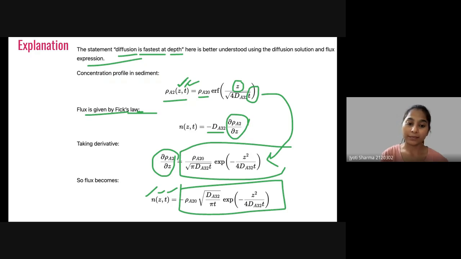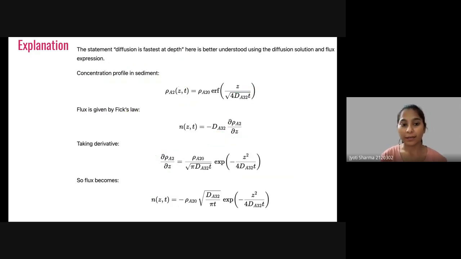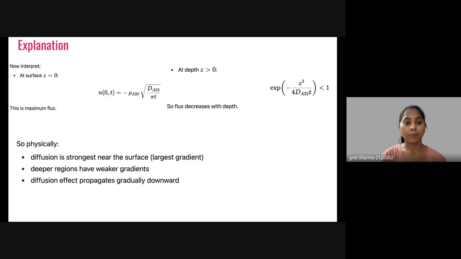This is a function of distance and time, and that's how this will change over time. But if we are talking about the water side, there is just convection, so this will be constant. This is not dependent on distance and time. So that's how your diffusion is strongest near the surface because there is the largest gradient. Deeper regions have a weaker gradient. Diffusion effect propagates gradually downwards. We already have learned about these things, right?